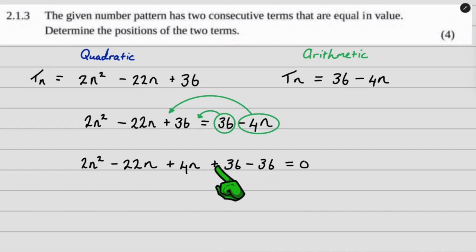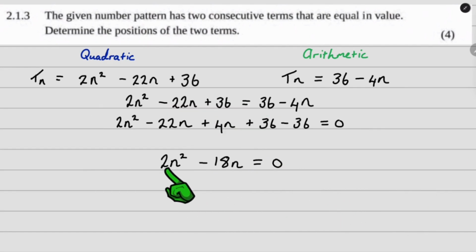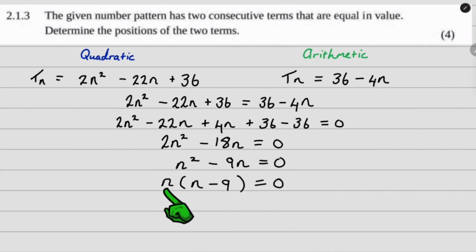Now I have the same number with opposite signs, so they will cancel. And I'm going to do the like terms over here. Minus 22 plus 4 is minus 18, and I'll glue the n on that. Now I'm seeing a common factor of 2 amongst both my terms, so I'm going to divide by 2 to get rid of it. And then there's a sneaky little common factor of n that I'm going to factorize out of this binomial. Once that's out of the way, I equate each factor to 0 and solve separately. So that means my 2 answers will be n equals 0 or n equals 9.